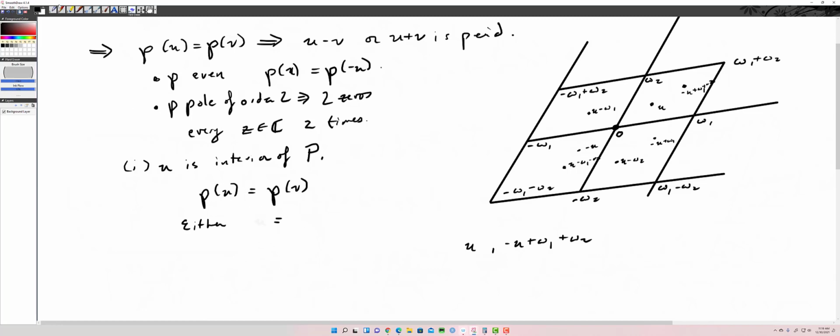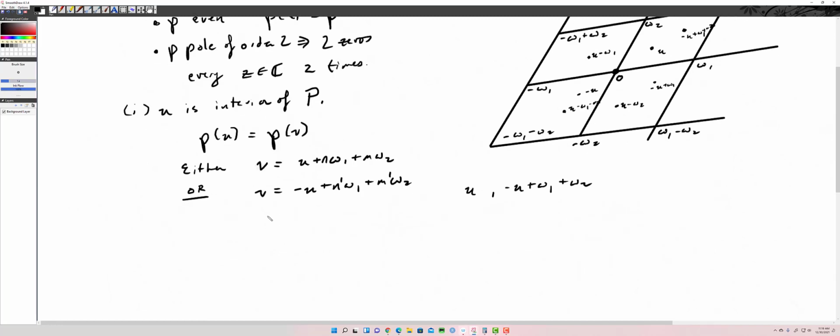Either v equals some period translation of u, in other words, u plus n times omega 1 plus m times omega 2, or v is minus u plus n times omega 1 plus m times omega 2. And maybe I'll do primes here just to differentiate the two. So you see what I mean here? There's only two possibilities, right? It's either some period translation of this point, or it's some period translation of this point.